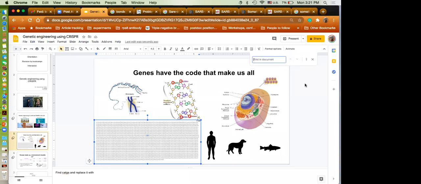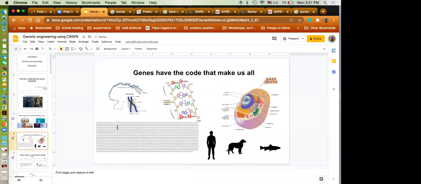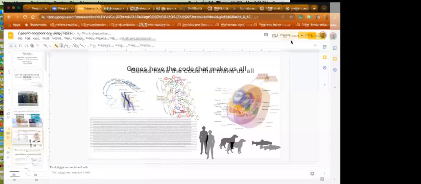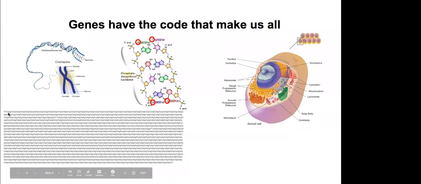What do we do? In a word processor, we find the sequence CAT, which is present in so many places, as you can notice. And if you instruct CAT to be replaced with ATG, you get ATG in place of CAT. As you can now see, all the places with CAT are replaced by ATG.